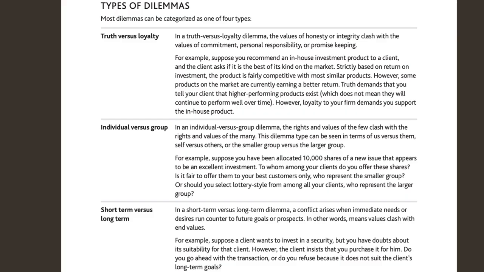Individual versus group. In an individual versus group dilemma, the rights and values of the few clash with the rights and values of the many.